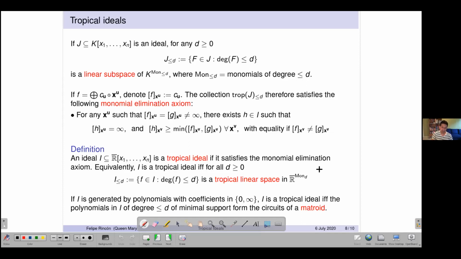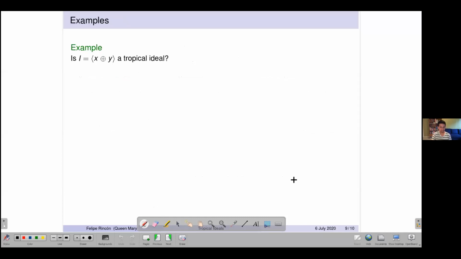And if you like matroids, this is very related to matroids. Tropical linear spaces are very related to matroids. For instance, if you only deal with the trivial valuation case, in which the valuation is either 0 or infinity, then you can say that a tropical ideal is an ideal in which the polynomials of degree at most d are the vectors of a matroid, the unions of circuits of a matroid. Unfortunately, I don't have time to tell you more about this very nice connection to matroids, but if you've heard that before, then that's what's going on behind this. So let me go to my last slide, which is examples to understand what this is about.